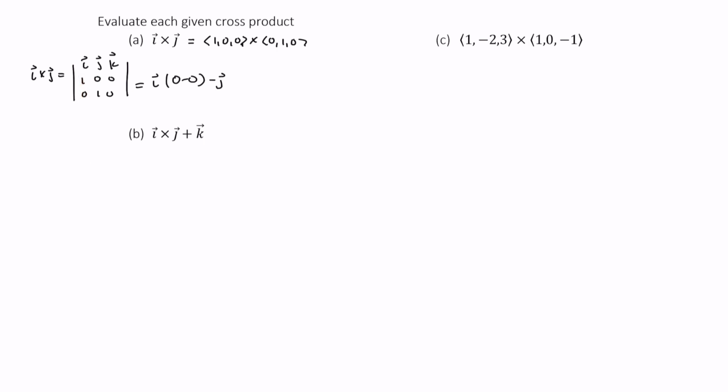Next, we do a minus j. Let's cover up the two numbers under j. Now we're going to multiply again across the diagonal. 1 times 0 is 0. Minus, multiplying on the other diagonal, we have 0 times 0 is just 0.